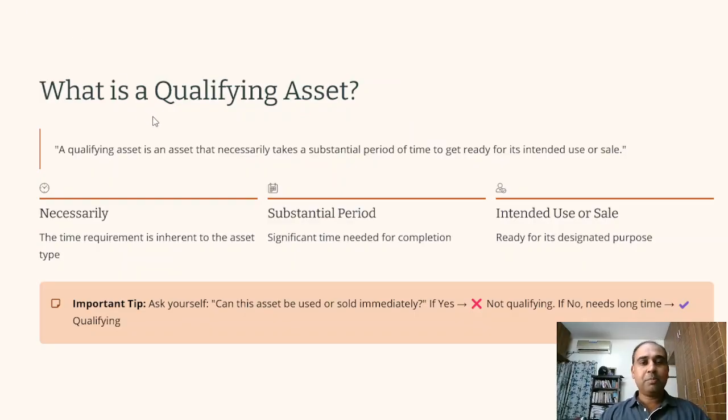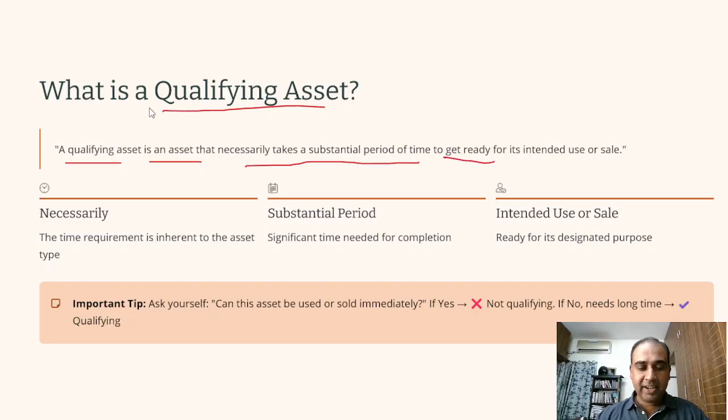Now, this is the most important understanding of the standard. See, borrowing cost can be capitalized only when it is a qualifying asset. A qualifying asset is an asset that necessarily takes a substantial period of time to get ready for its intended use or sale. So each word has again a meaning, guys.